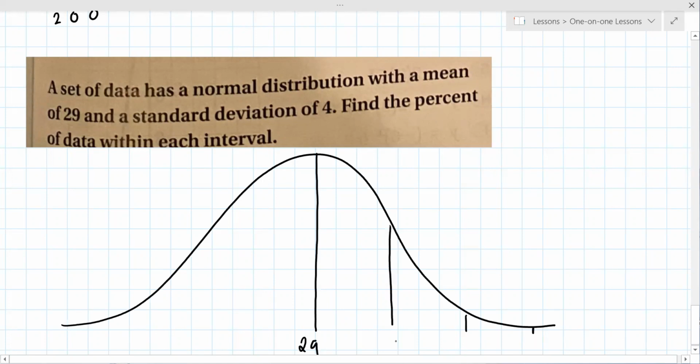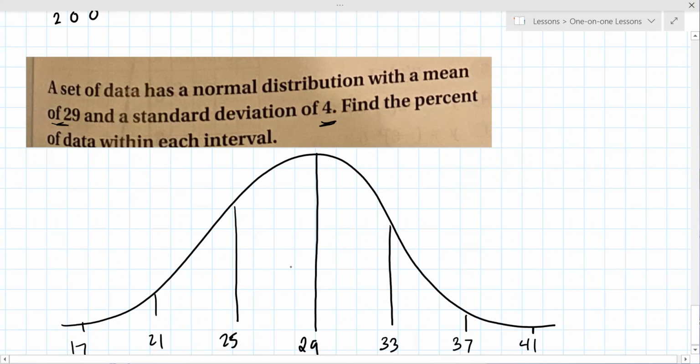So this is 33 because you add the standard deviation of 4 to it. You add the standard deviation of 4 again, and 4 again. And then you go the other way and do the same thing. So that's 25, 21, and 17.